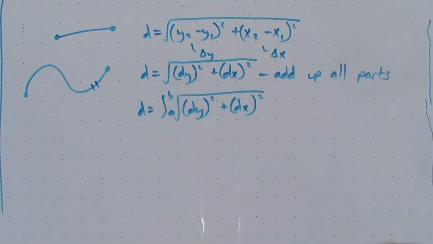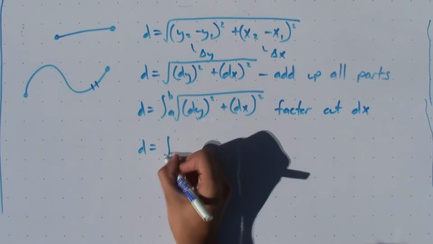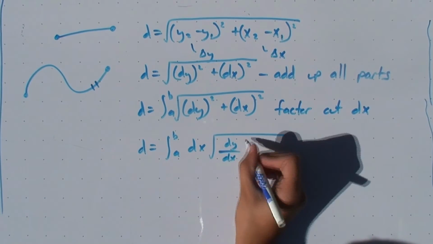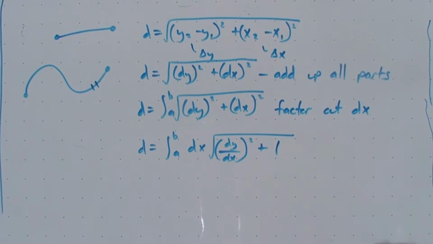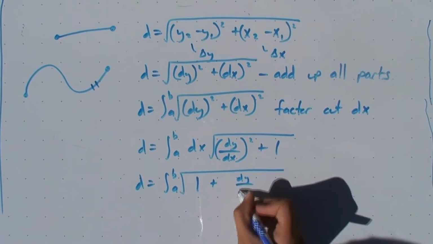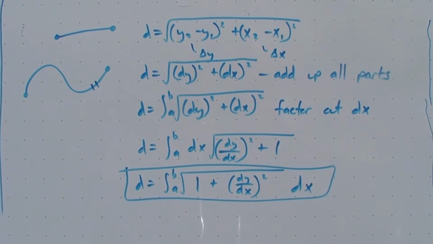Here's where the algebra gets involved. Now we're going to factor out a dx. The dx is going to come out of the square root sign, and we'll have it on the outside. And with a little rearranging here, we should end up with a clean-looking integral in standard form. And this, ladies and gentlemen, is our arc length formula.